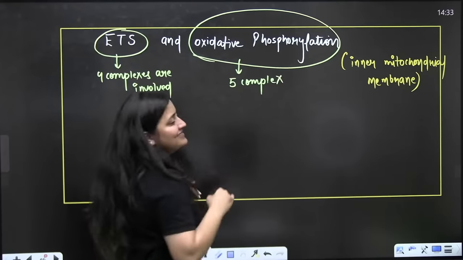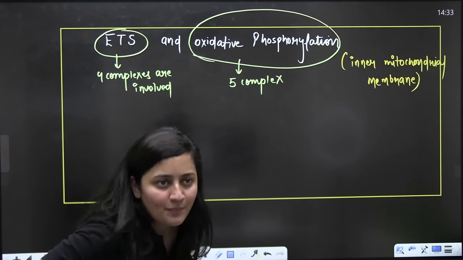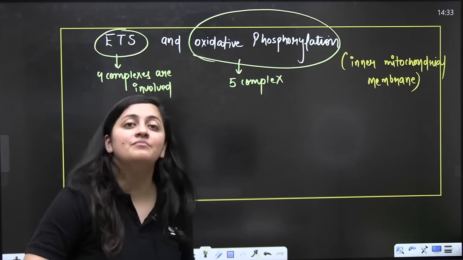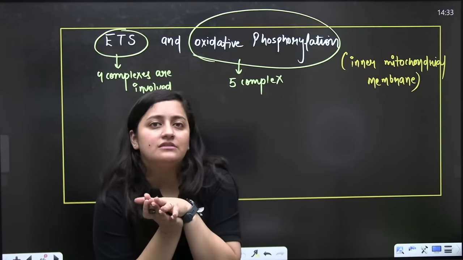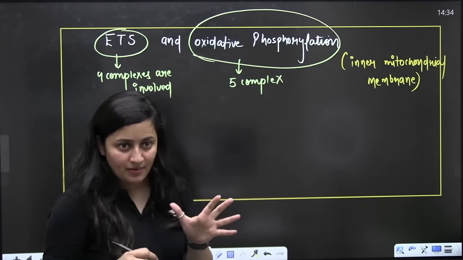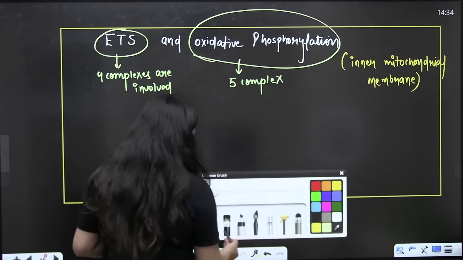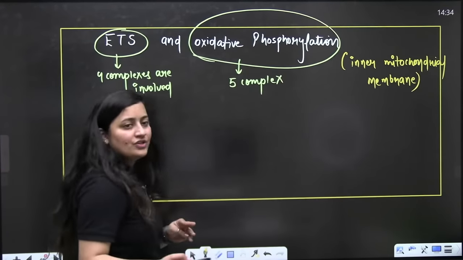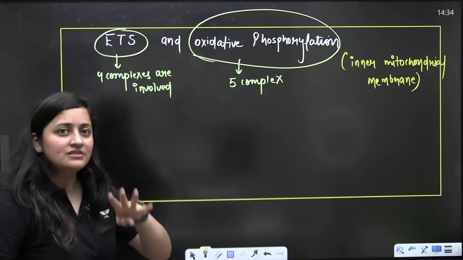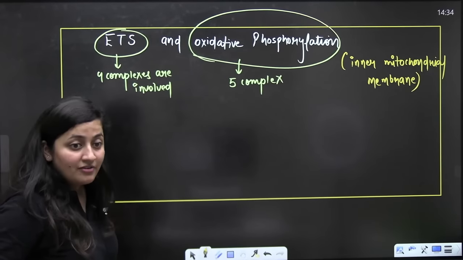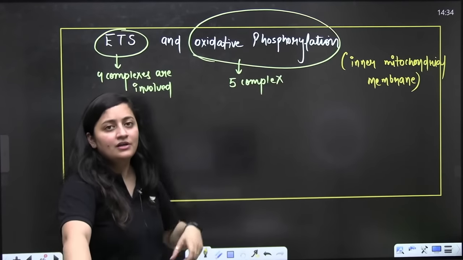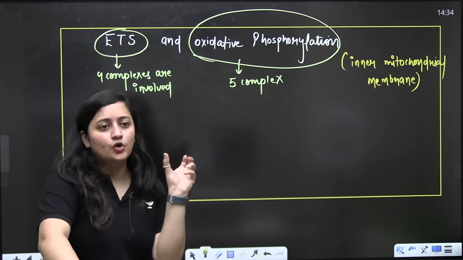Now the question arises here: what is the meaning of complex? A group of proteins present in the membrane. So if in the paper they ask how many complexes are there in the electron transport system, 4 complexes are there. But when they ask collectively for the ETS and oxidative phosphorylation, then the total is 5. The 5th complex is present here.